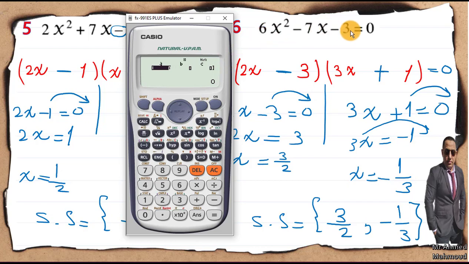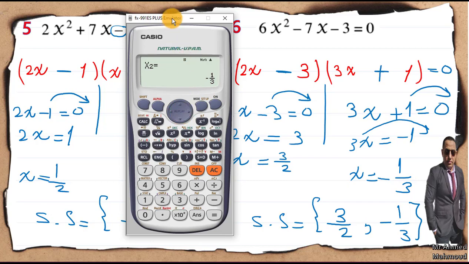Again, A, B, C. So I'm going to write 6 equal and negative 7 equal and negative 3 equal, and then equal. The answer here, x1 is 3 over 2. This is x1, and I'm going to press equal again. x2 equal negative 1 over 3. This is the solution of this equation. x1 equal 3 over 2, x2 equal negative 1 over 3.